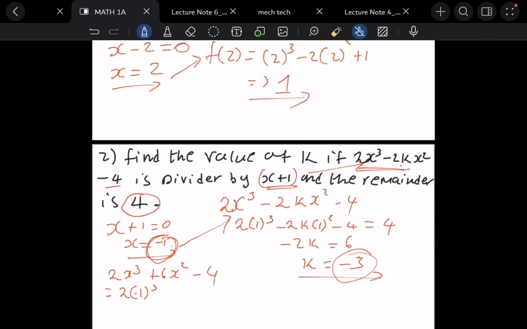No, it's not. It's going to be plus 8. Sorry, guys. It's going to be plus 8. It's plus 8.